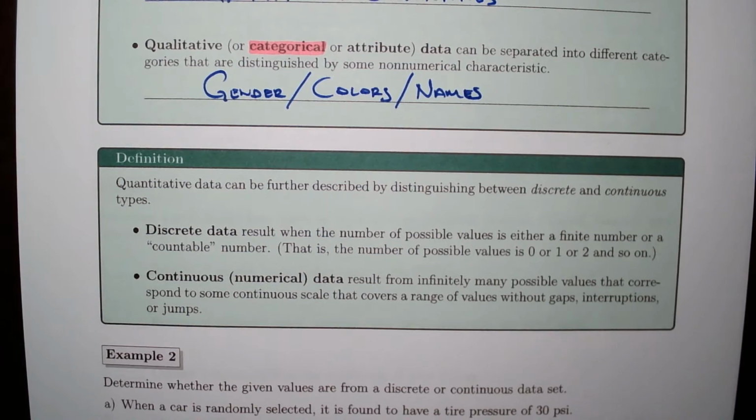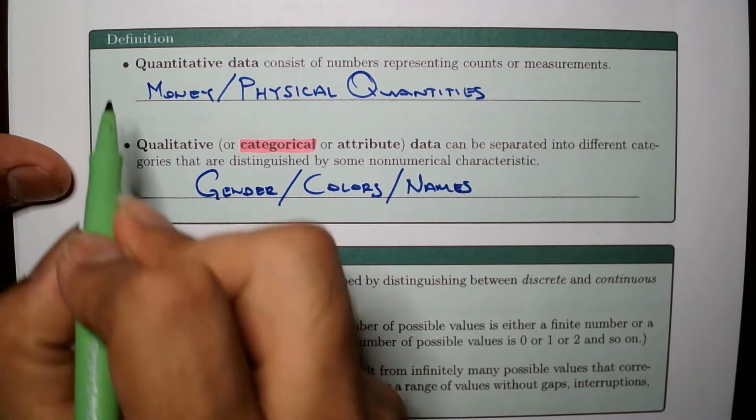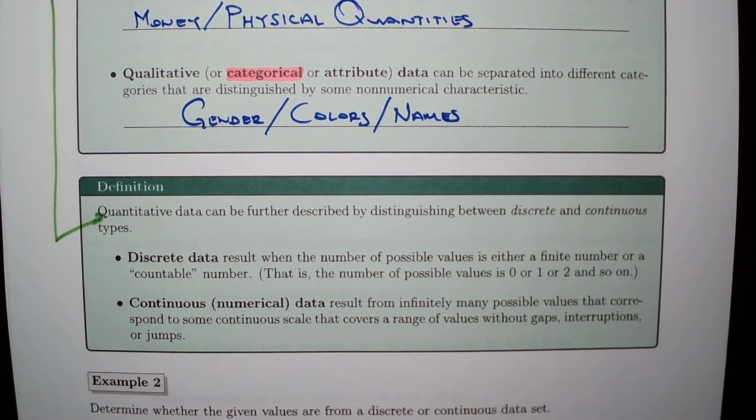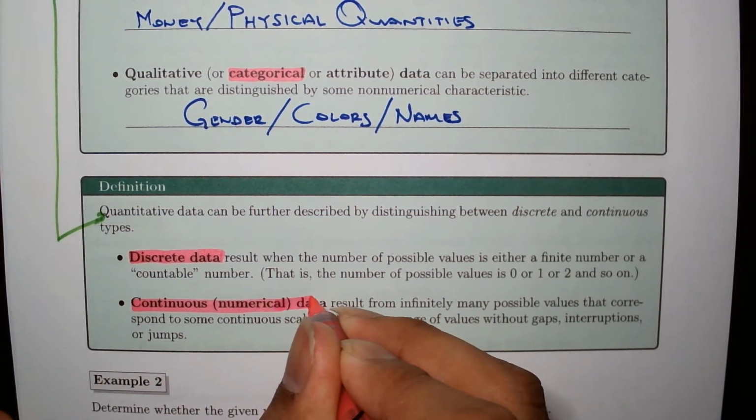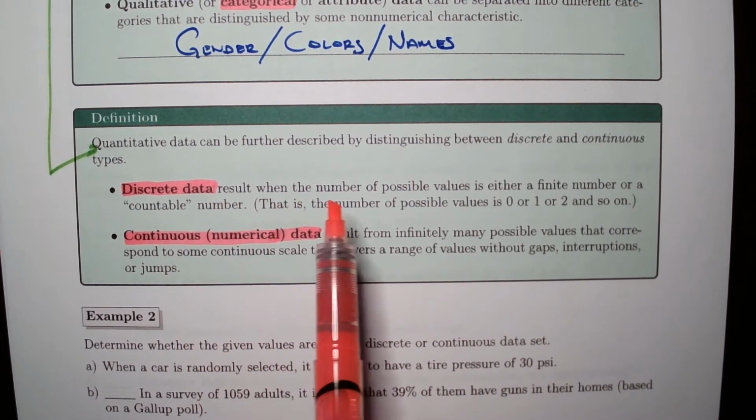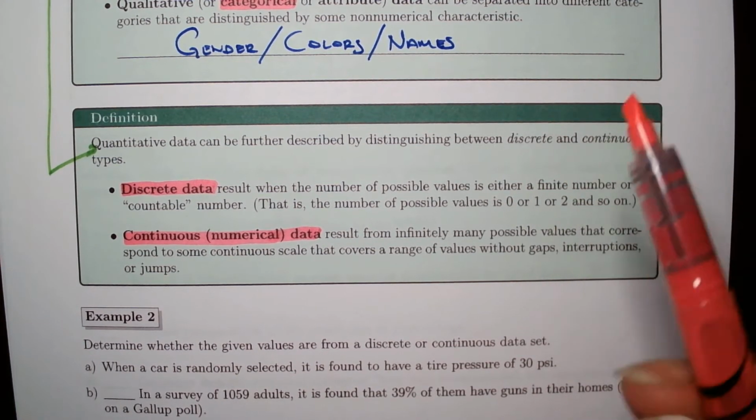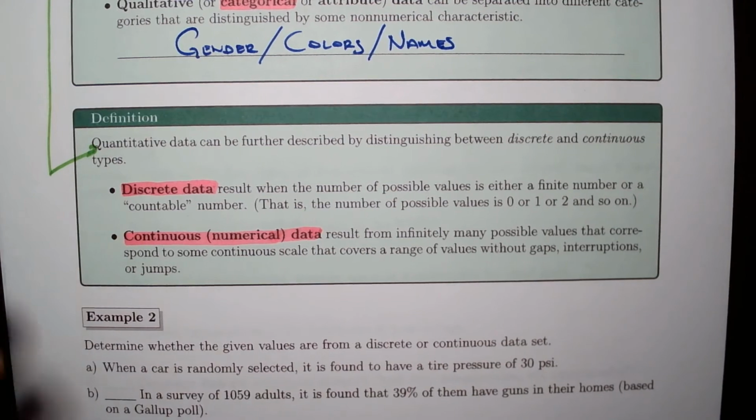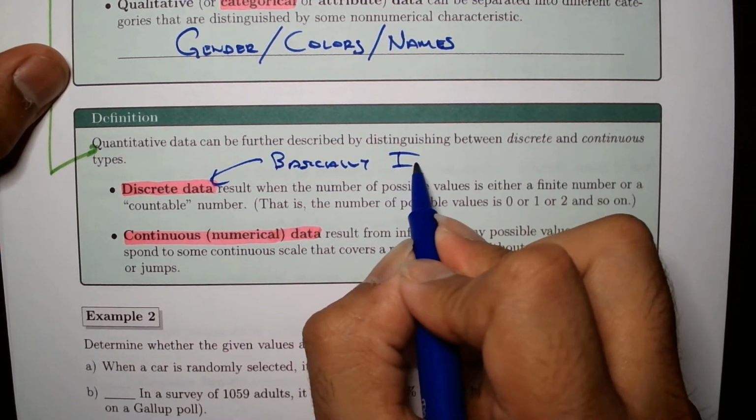Now, quantitative data can be further split into further categories: discrete data and continuous or numerical data. Well, what's the difference between the two? Discrete data results when the number of possible values is either a finite number or a countable number. That is, like 0, 1, 2, etc. Basically integers. So that's pretty much the key. Mostly, basically, integers.